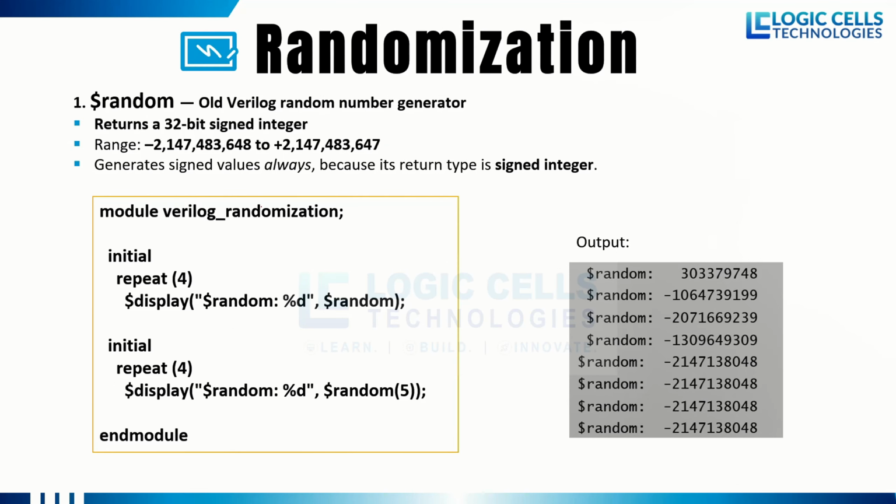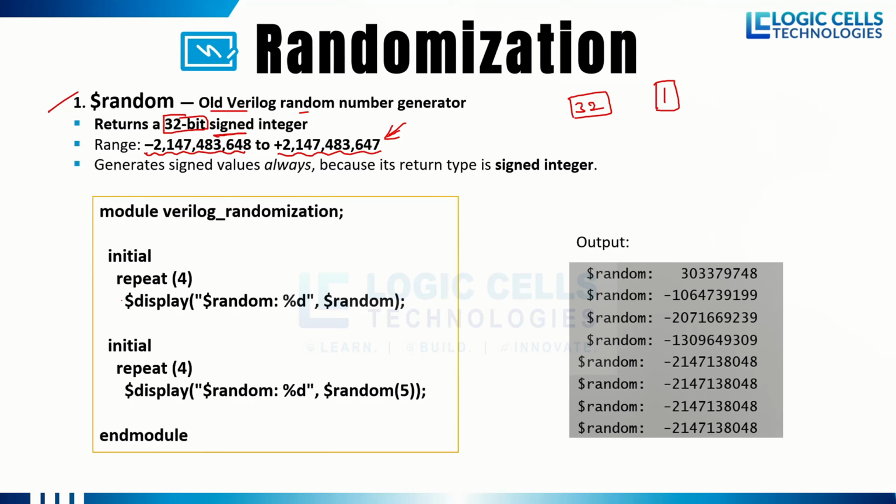So Jyoti, you asked what is $random and what is $urandom. See here, $random is a random number generator, the old Verilog random number generator. It generates a 32-bit signed number. The signed number range is minus 2147483648 to plus 2147483647, which means if you represent any number with 32 bits, considering the MSB as the sign bit, then this is the range.